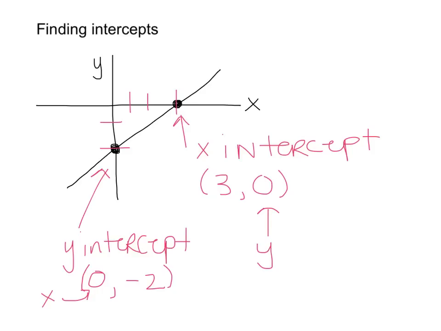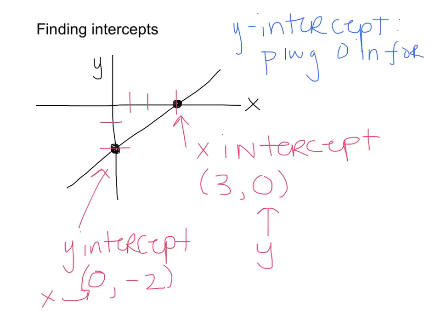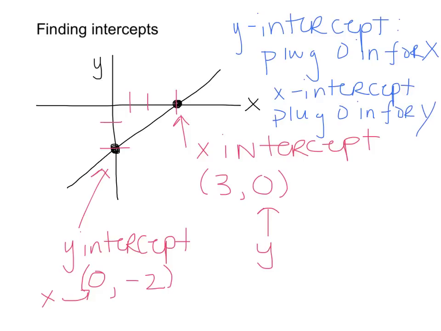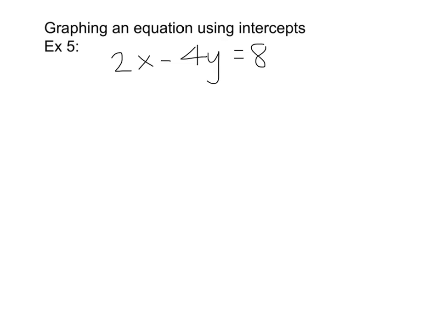So to find the y-intercept, if you're given an equation, you're going to plug 0 in for x. To find the x-intercept, you are going to plug 0 in for y. Now let's look at how we graph this, finding our x and y intercepts.